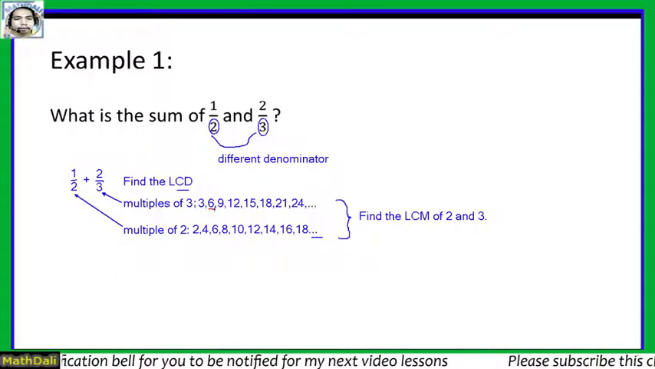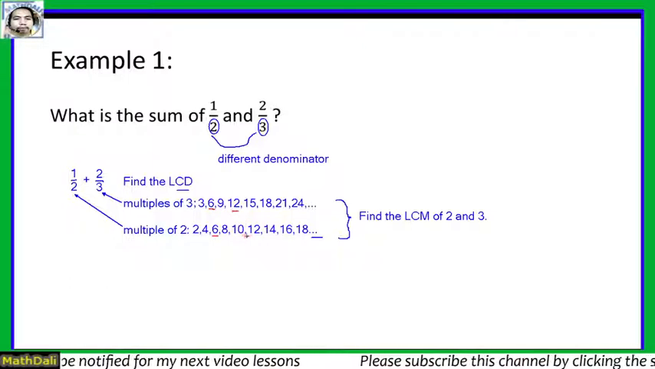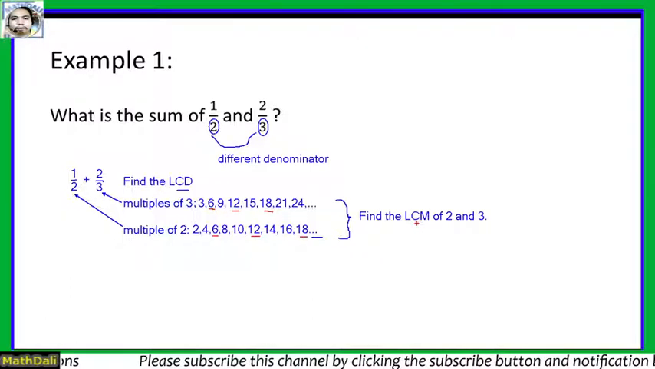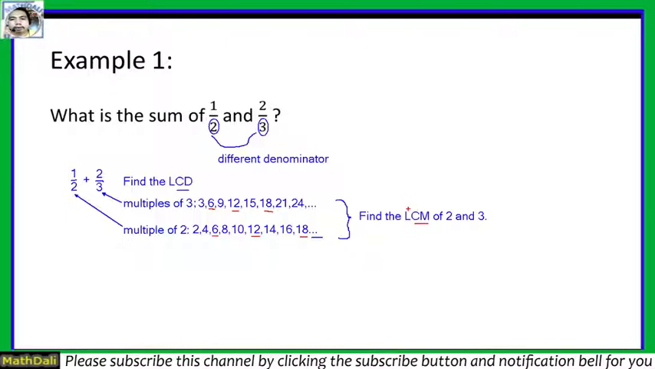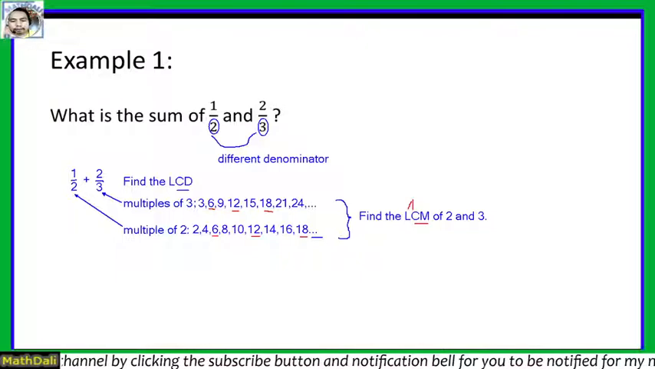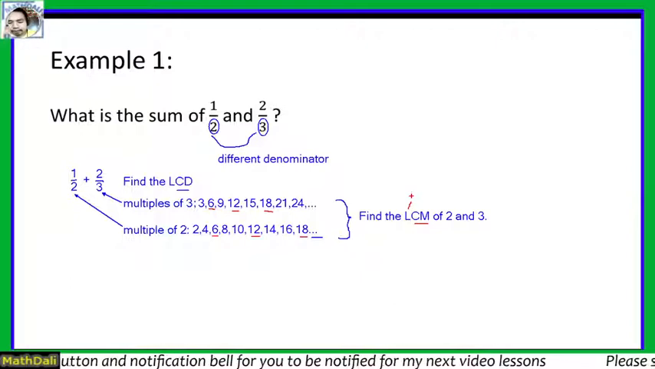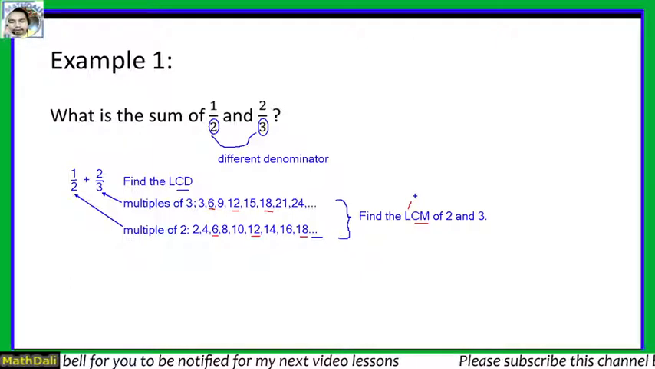So meron tayong 6. Meron din tayong 12. We also have 18. Yan yung mga common multiple natin. Pero ang kukunin lang natin dito ay yung least. Pag sinabing least, yan yung pinakamaliit. Ibig sabihin ng ating L dito, hanapin lang ninyo yung pinakamaliit.